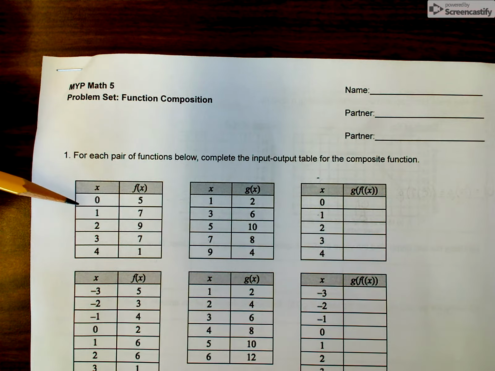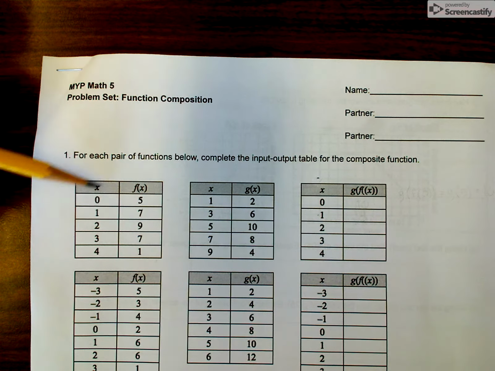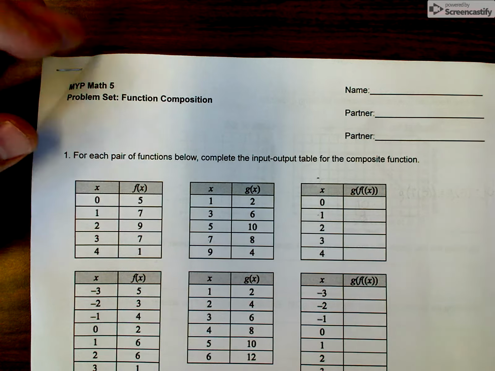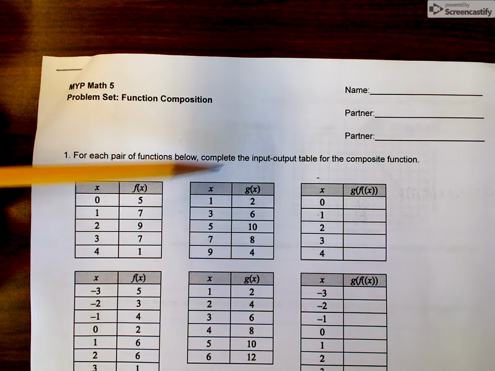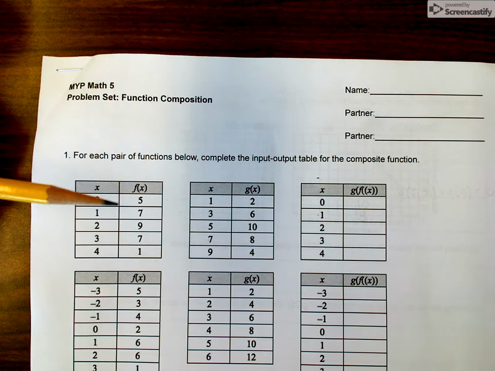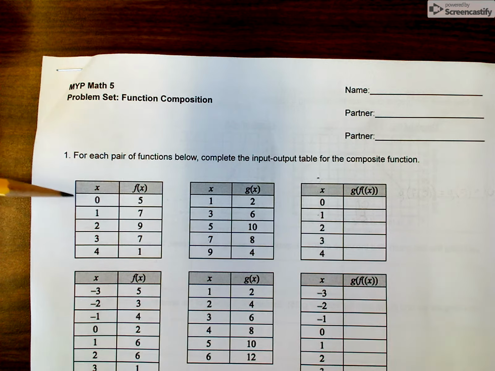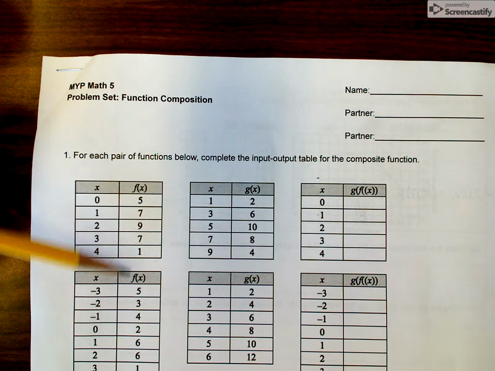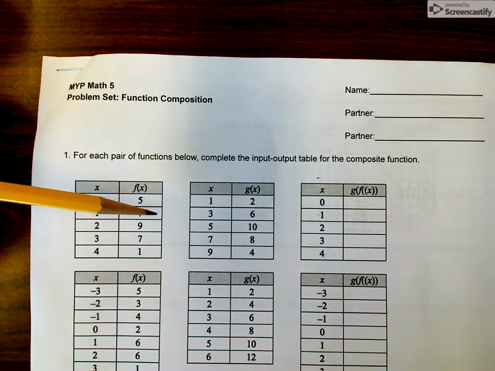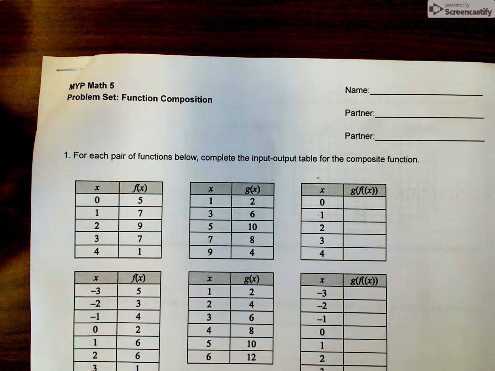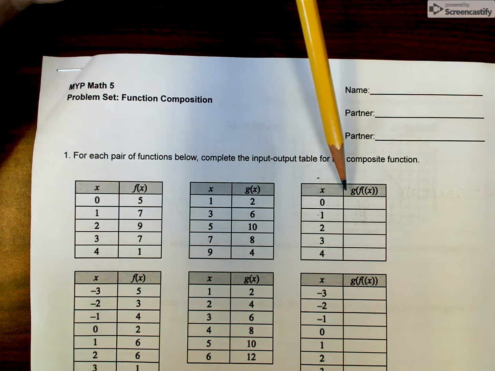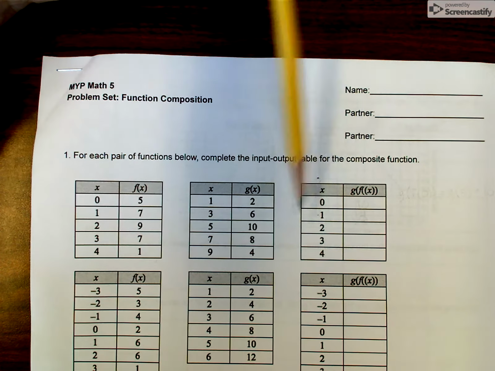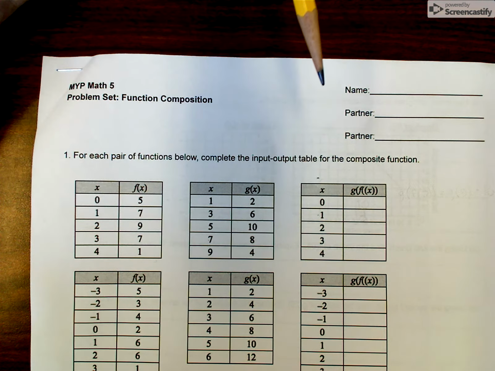What we have here is the function f of x represented by a table, and we also have the function g of x represented by a table. We don't know the rule or the equation that takes x and converts it into these output values, and it's not really important to us for the purposes of this exercise. What we're asked to do over here is to make a new table that represents the composite function.